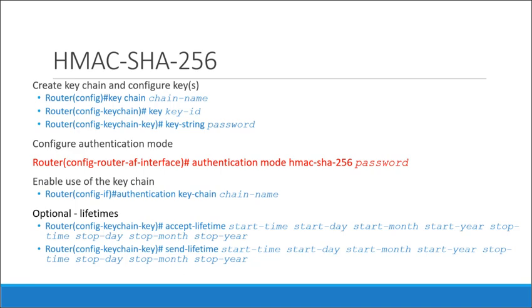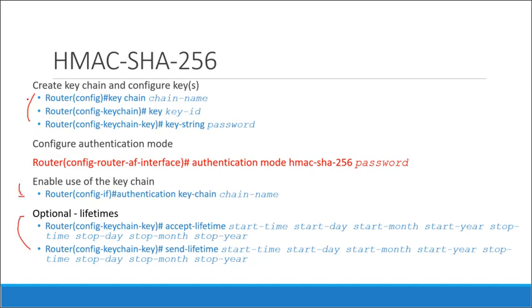And then we have our SHA-256 option, which is only available for named EIGRP. We can still create keychains. We can enable the use of the keychain, and we can configure lifetimes. If we don't configure lifetimes, they're just available forever until we actually manually go in there and change something. So we can do all of this.